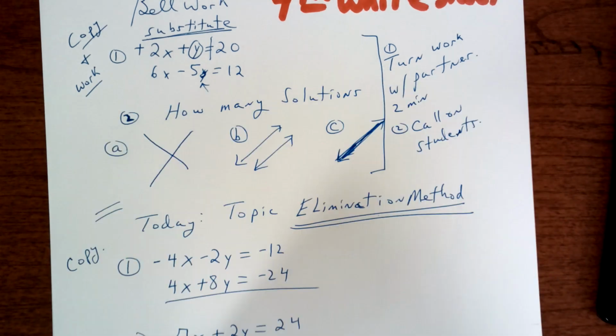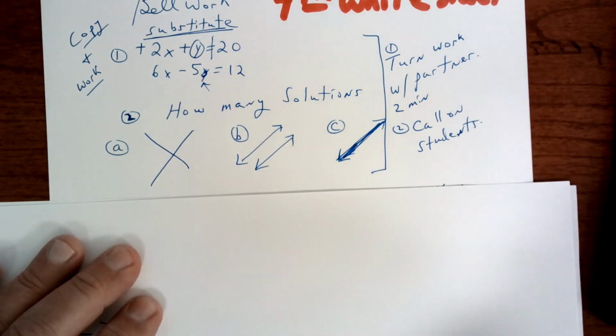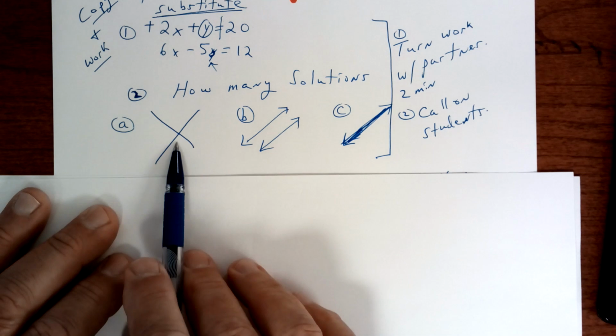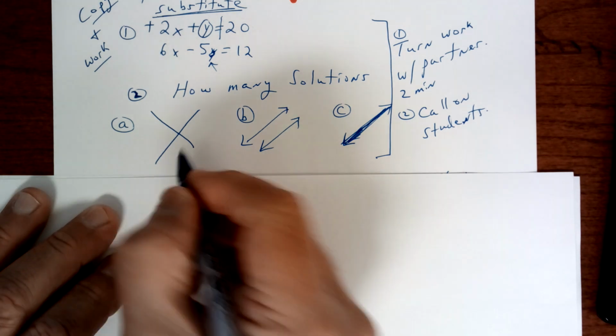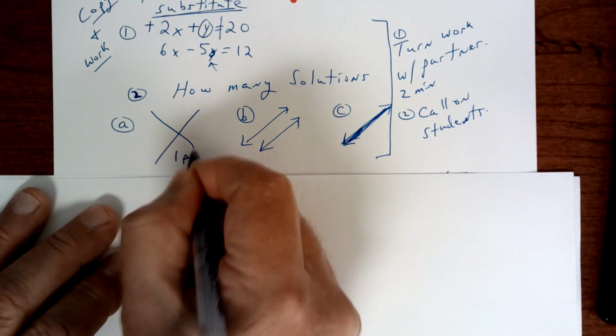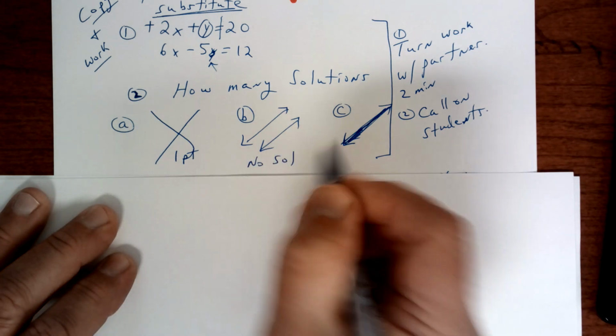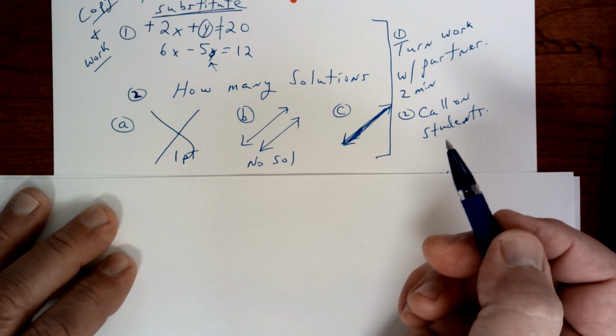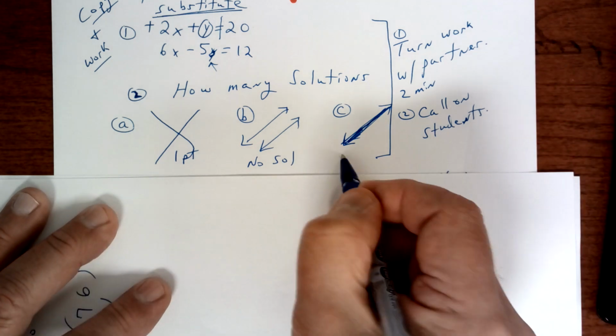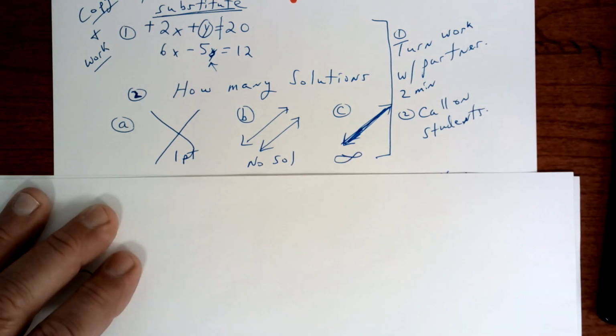All right, here, what are the three possibilities? Well, you can have the lines intersecting. That would be 1 point. This one is no solution because the lines are parallel and they don't cross. This one is infinite number of solutions because they overlap. Okay?